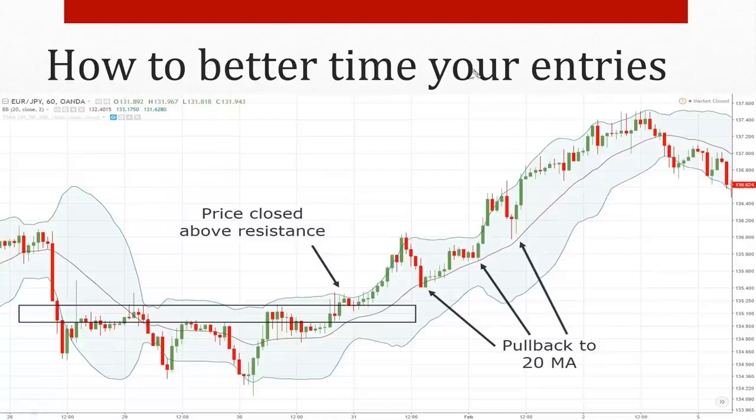Here's another example. You can see over here, the market broke above this area of resistance, came back, retested the 20 period moving average, continued higher, almost retesting it, then continued trading higher. So you can see that again, the 20 period moving average is an area of value, a potential area where you can time the entry to trade with the trend.